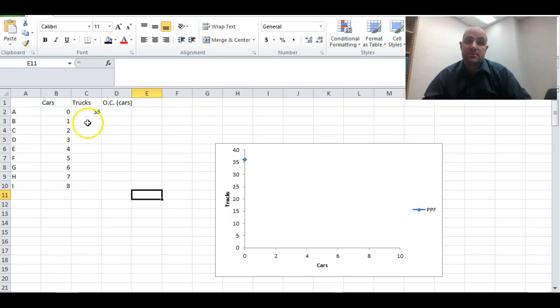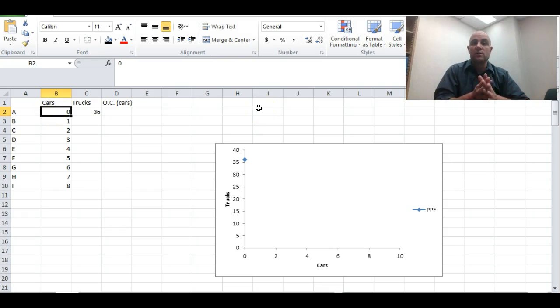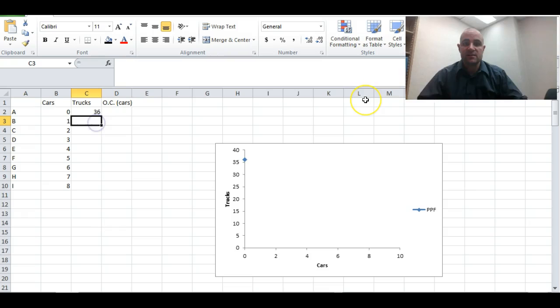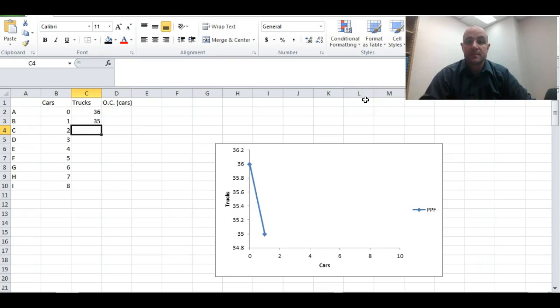Here we have two goods, and we're going to say that an automobile manufacturer can only make two goods, either cars or trucks. Let's say they have so many people, so many machines, and if they're devoting all of their resources to making trucks, they're making 0 cars. In this example, let's say that they can make 36 trucks. If they want to make 1 car, the maximum amount of trucks they can make, let's say, is 35. If they were going to make 2 cars, let's say the most that they could make was 33 trucks.